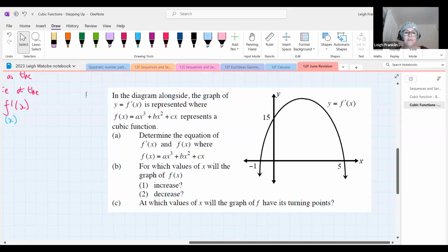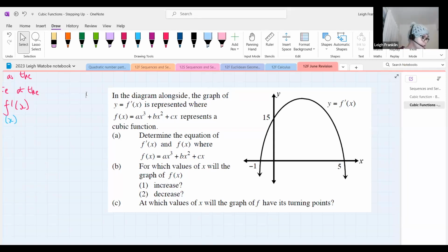So here is the graph of the first derivative. It represents a cubic function, which is not sketched. That is the graph f of x equals ax cubed plus bx squared plus cx. This is the graph of the first derivative. So just like the previous question, the first thing that they want you to do is to determine the equation of the first derivative, f prime x, and the original cubic function, f of x. Let's see if you guys can do that.